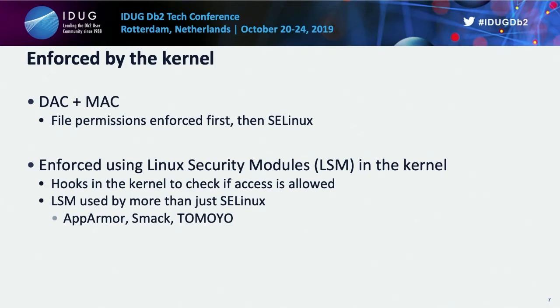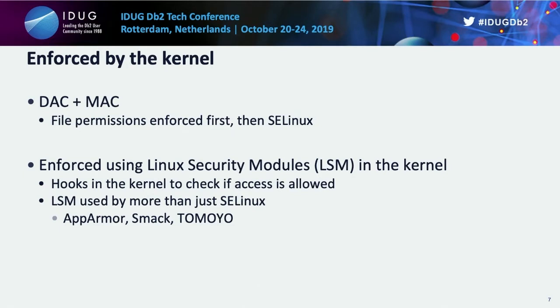So these are points in the Linux kernel that it calls out, where plug-ins or hooks can be put in, and various other products do this to say, is there any additional checks I want to do? There are some other examples, AppArmor, Smack, TOMOYO, just some other products that make use of those LSMs. But SELinux is by far the biggest user of it.